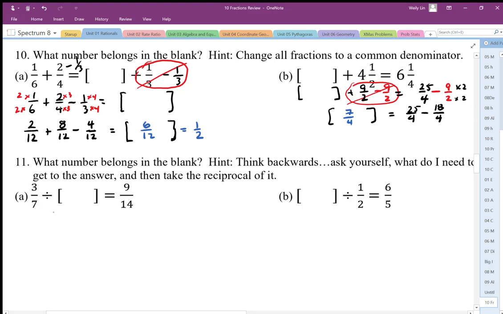Well, what if I do this? I need to think of a reciprocal idea. So if I think this way, I can think that if I do the reciprocal of this, it might help me out.